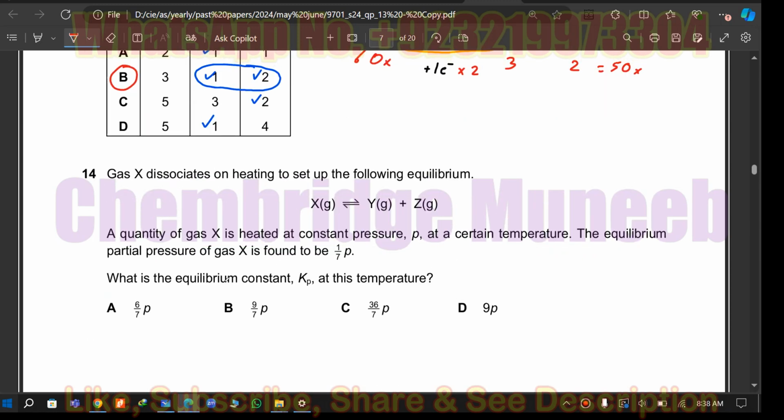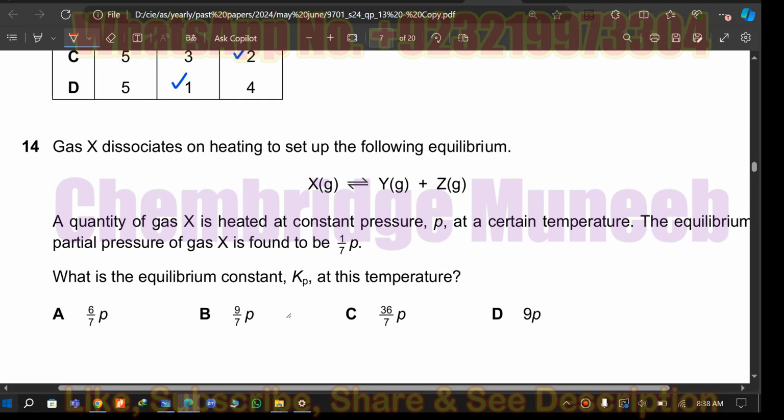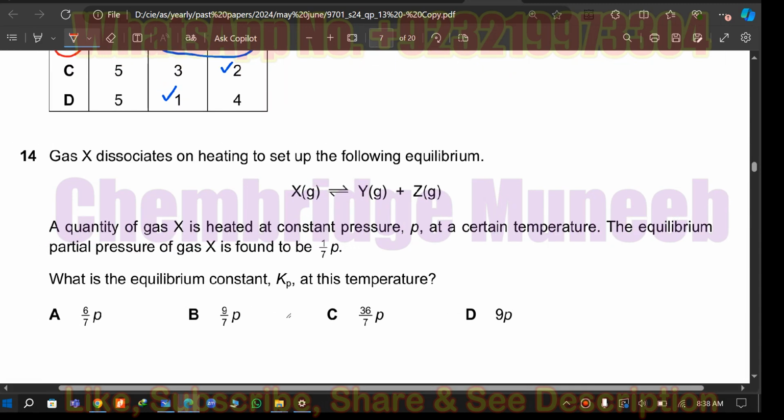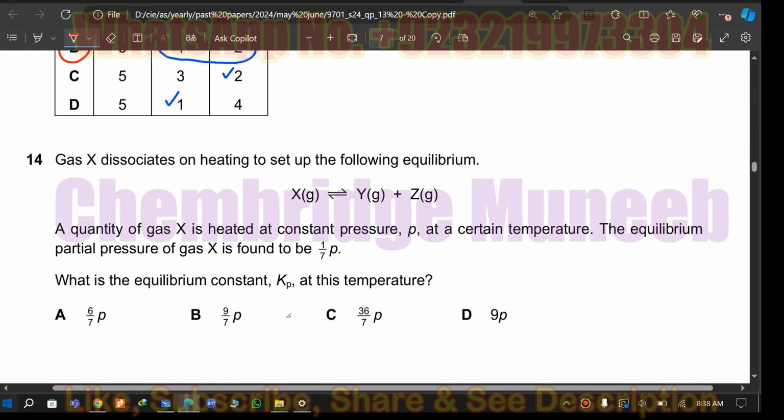Now next question, number 14. This question is also kind of tricky and will, I guess, become part of the exam report. The question says that we have this equation in which X is decomposing. The X was present at pressure P, and after the equilibrium was established, the elements Y and Z, after equilibrium was established, the pressure of X became 1/7P. Now we have to calculate Kp.